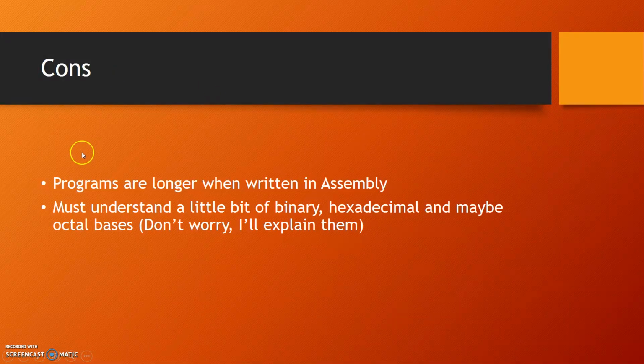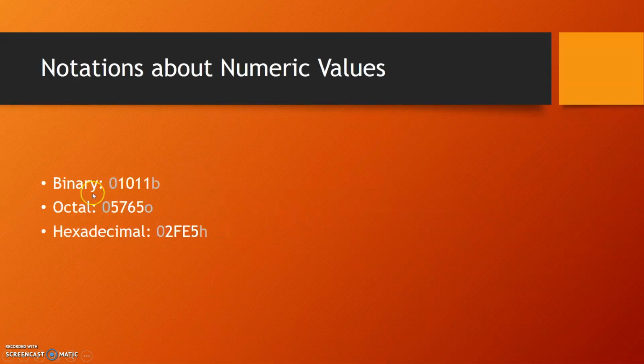Cons of assembly language: for writing simple tasks we have to write more lines than if we wrote the same program in C or Java or Python. You must also understand a little bit of binary, hexadecimal, and maybe octal bases. Don't worry, I'll explain it right now. So I'll switch to a Word document.